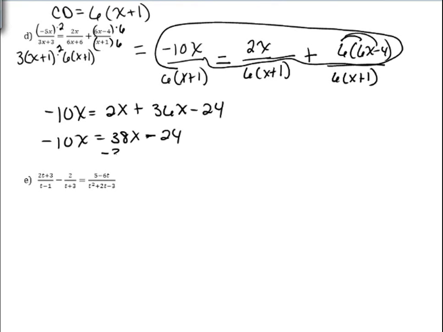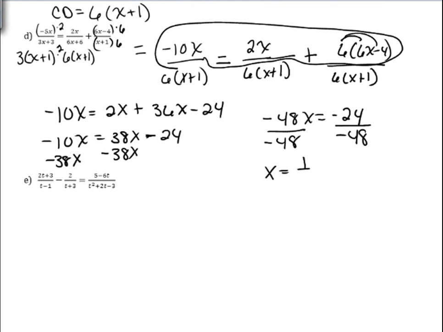Now I want to subtract 38x from both sides. That gives me negative 48x equals negative 24. And then we have to divide both sides by negative 48. That gives me x is equal to 1/2. Again, do a quick visual check. The only thing that would cause us to divide by 0 from our common denominator is a negative 1, and that's not what we got, so this solution will work just fine.